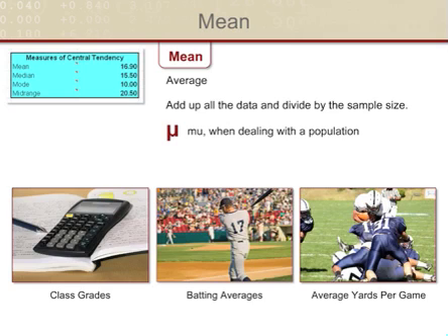The symbol for it, if we're dealing with a population, is the Greek letter mu. It looks like a U with a tail on the front. If you're dealing with a sample, then the symbol for it is an X with a line over it, and it's just called X bar simply.